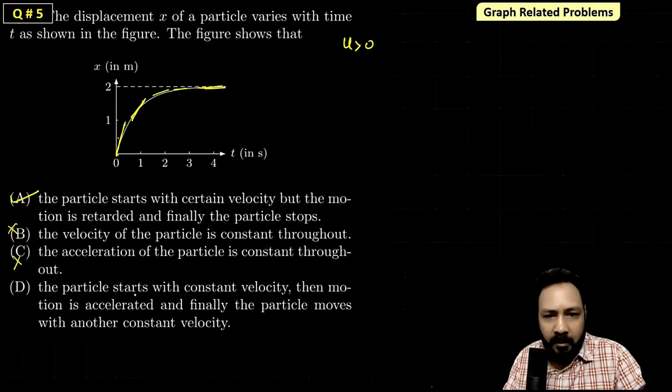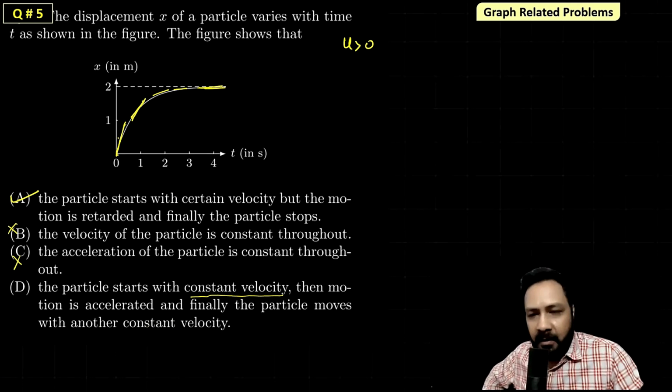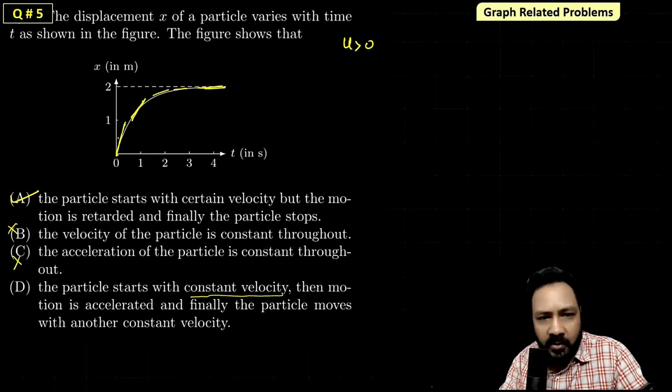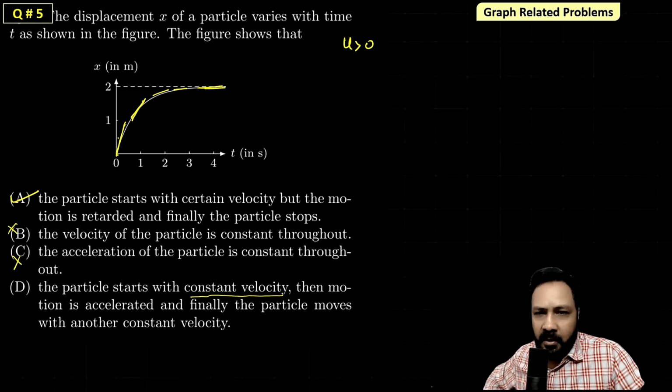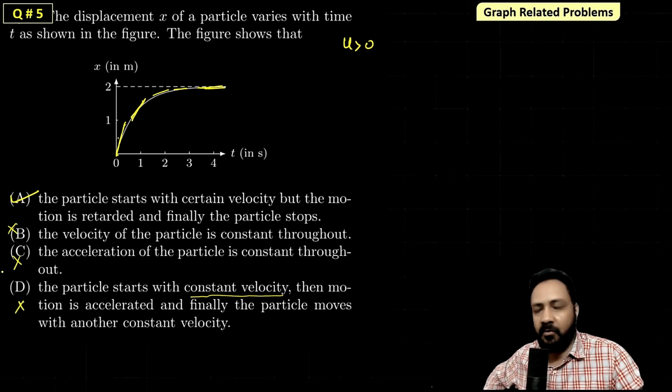Now, the last option: the particle starts with a constant velocity, then the motion is accelerated, and finally the particle moves with another constant velocity. This is wrong. It is wrong to say the particle starts with a constant velocity. The particle starts with a velocity, and immediately after, the motion is retarded and continuously retarded, speed continuously decreasing, and finally it comes to a halt. So this option is also incorrect. So the only correct option is option A.